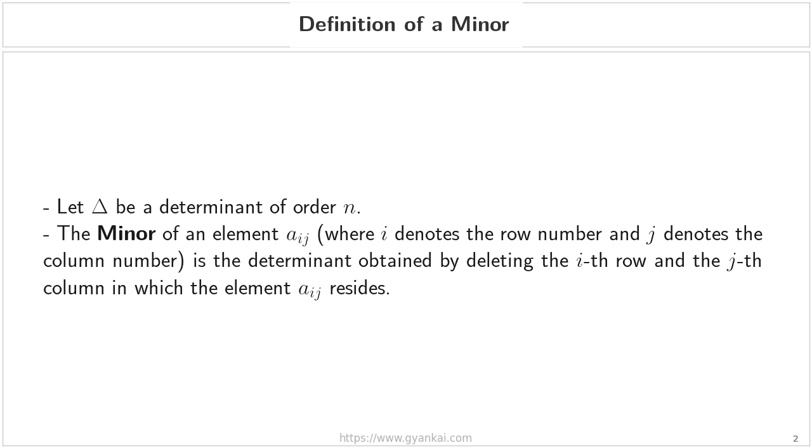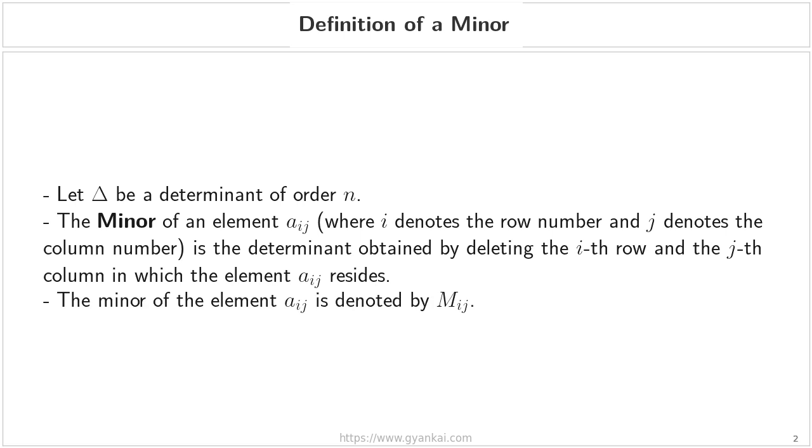The minor of this specific element, a sub-i j, is simply the determinant you get left over after you delete the entire ith row and the entire jth column where that element lives. To keep our work organized, we denote the minor of the element a sub-i j as m sub-i j.